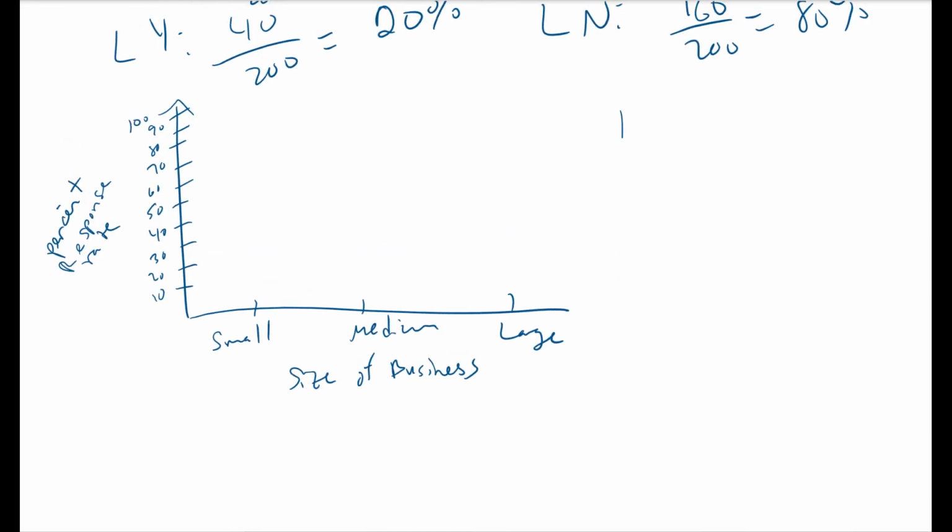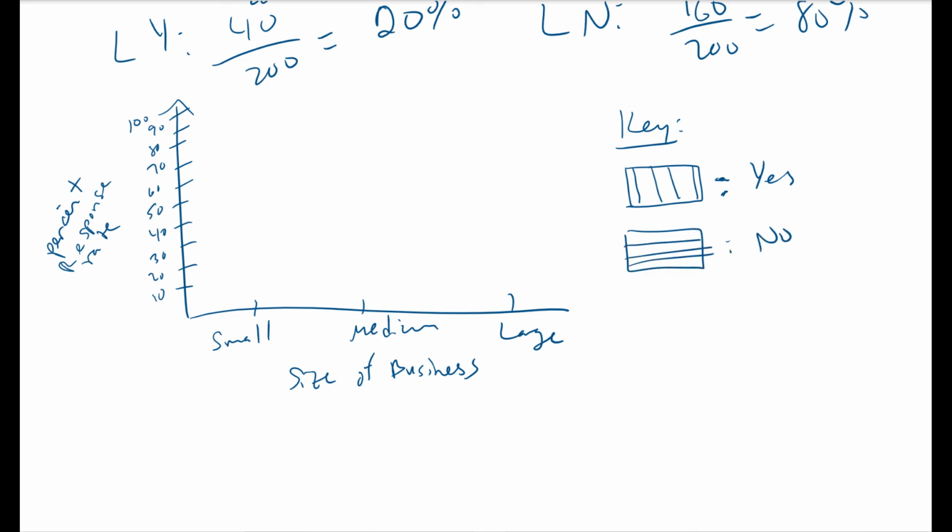And then we'll need our key here. Okay, so for our key, we're going to say that a bar that is shaded like this, you can use colors here, but on the test you may not have that, right? So we're just going to use this. So this is going to be for a yes, and this is going to be for a no, okay? And that's going to be our key.